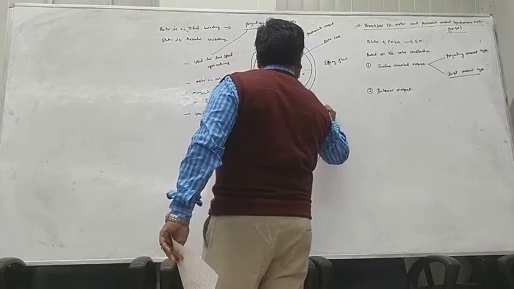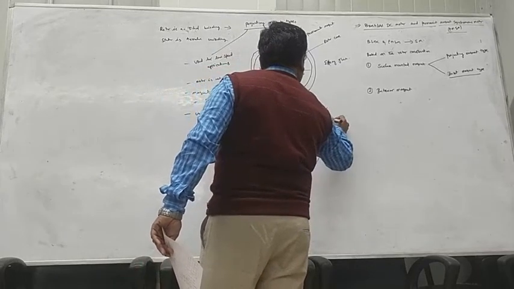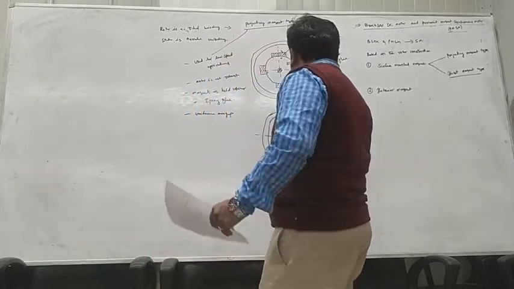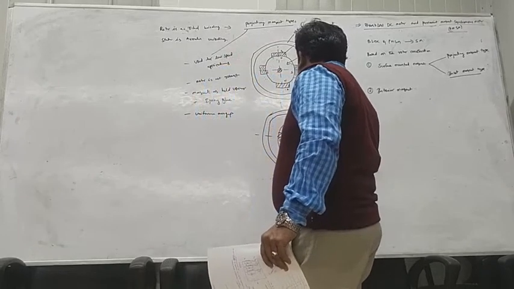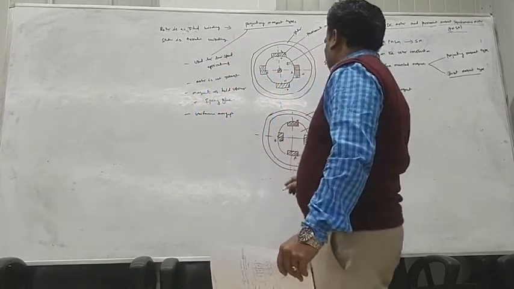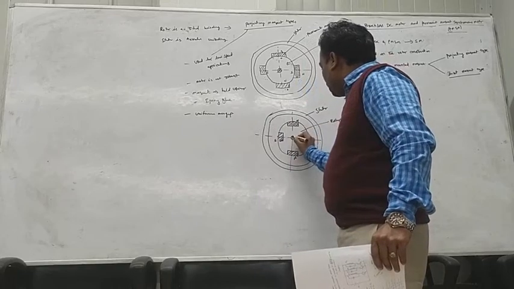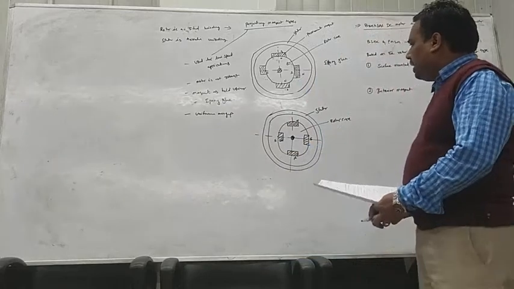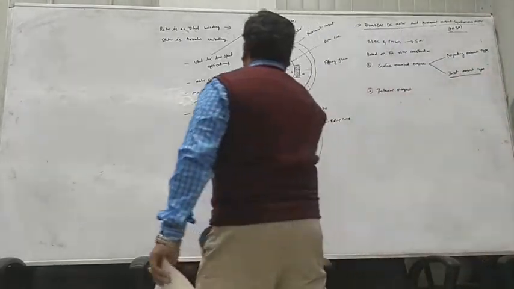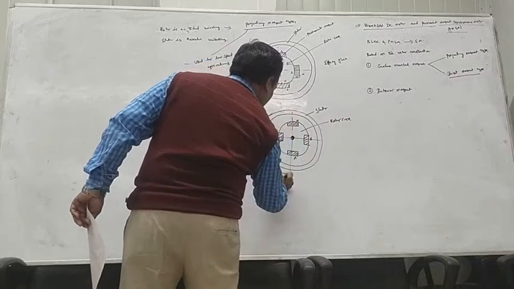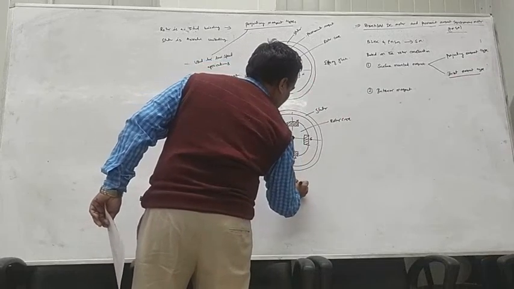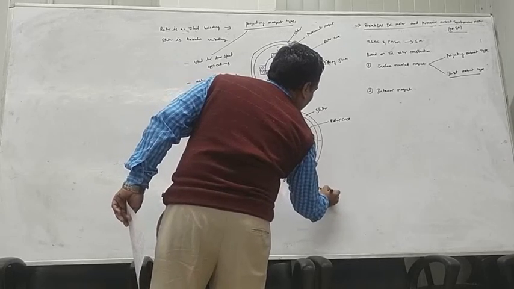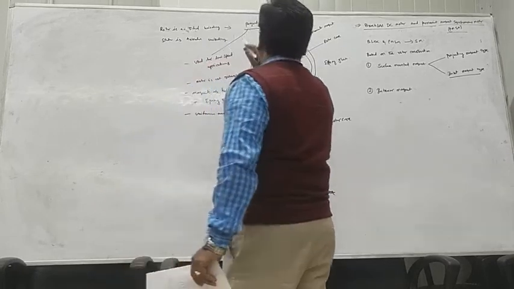So this is the stator, the rotor core, and these are the permanent magnets: north pole, south pole, north pole and south pole. And this is the shaft. This is the shaft construction. This figure is the inset magnet type, and this is the projecting magnet type.